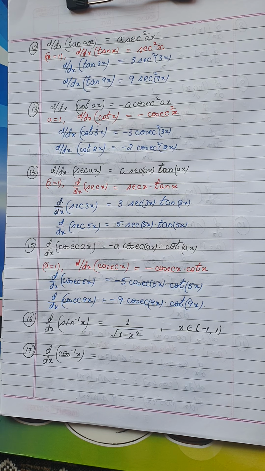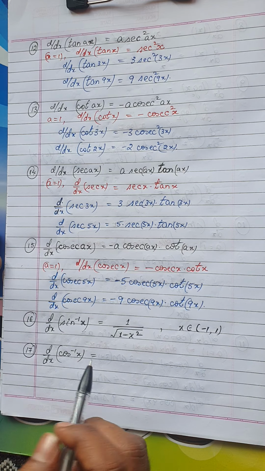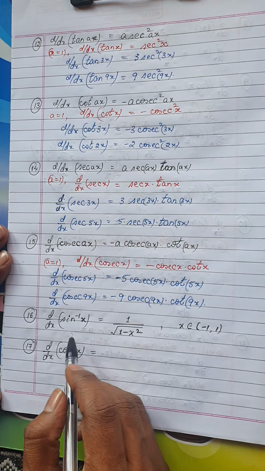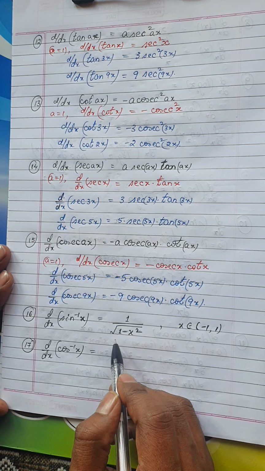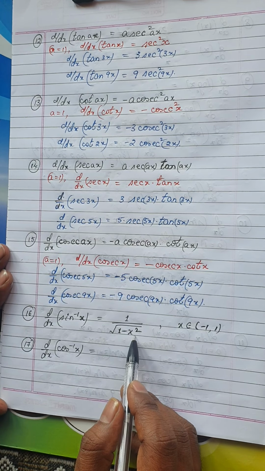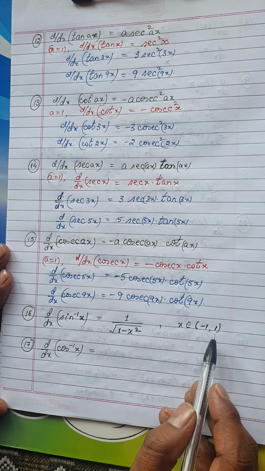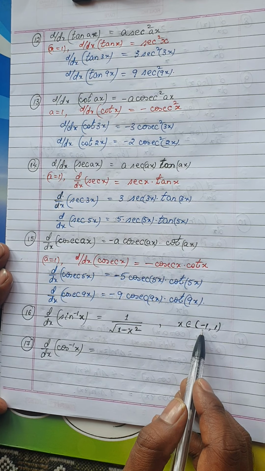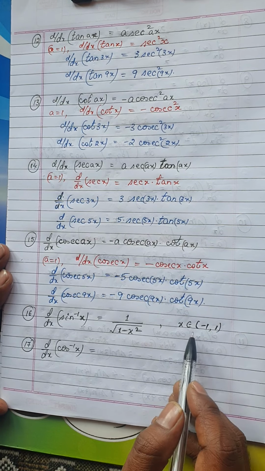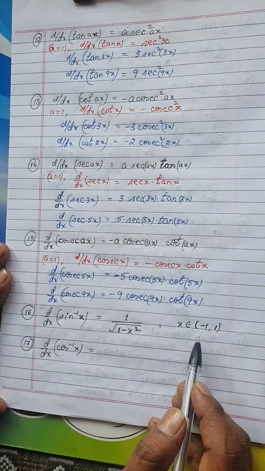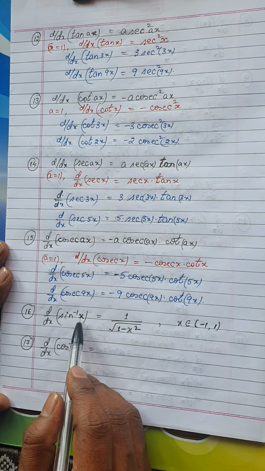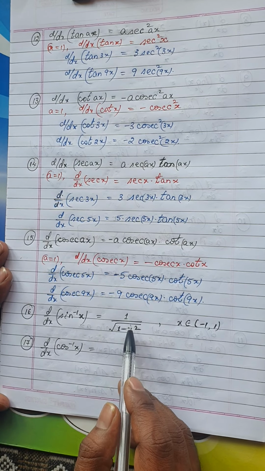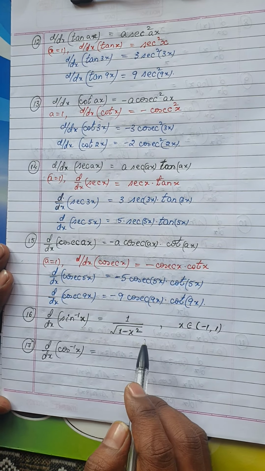We are moving into the derivative of inverse trigonometric functions. Please be very careful, friends. So derivative of sine inverse of x is nothing but 1 divided by root of 1 minus x square. This is valid for all the values from open interval minus 1 to 1. We know the reason for this from the inverse trigonometric functions chapter.